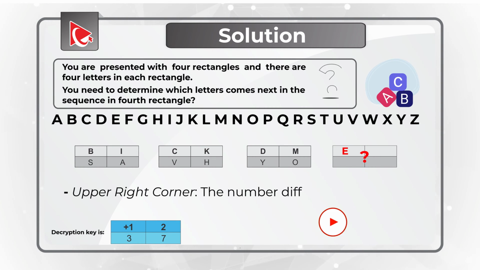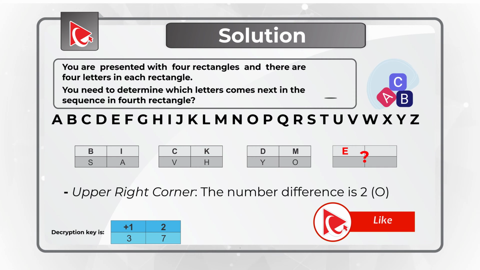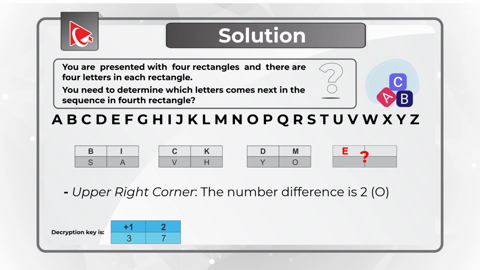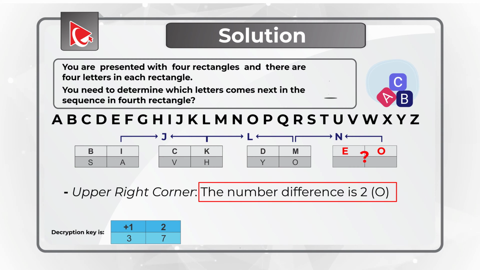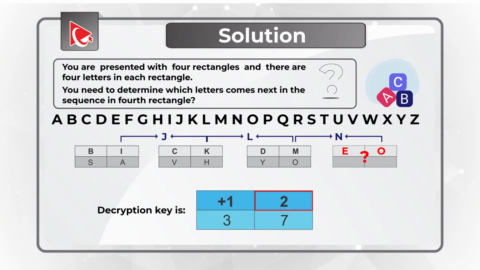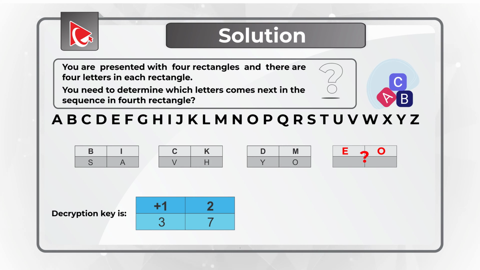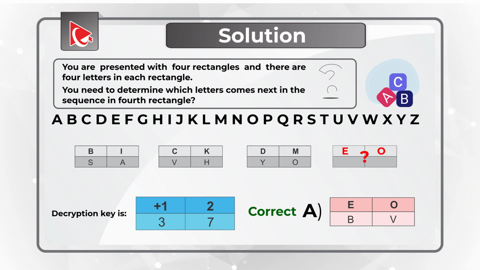Now let's look at the upper right corner of the rectangles. You see that in the main sequence, the letters are I, K, and M. And if you know the English alphabet, H, I, J, which is missing, K, L, next is M, and O, which means that the increment is 2, which matches the second number in our decryption key. If we look at the answer, we already know that the correct choice here is choice A, because the upper row letters are E and O only in this choice.